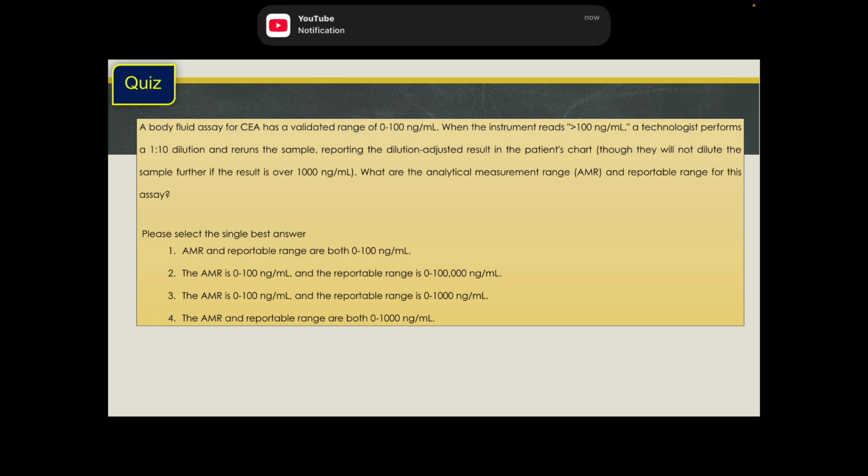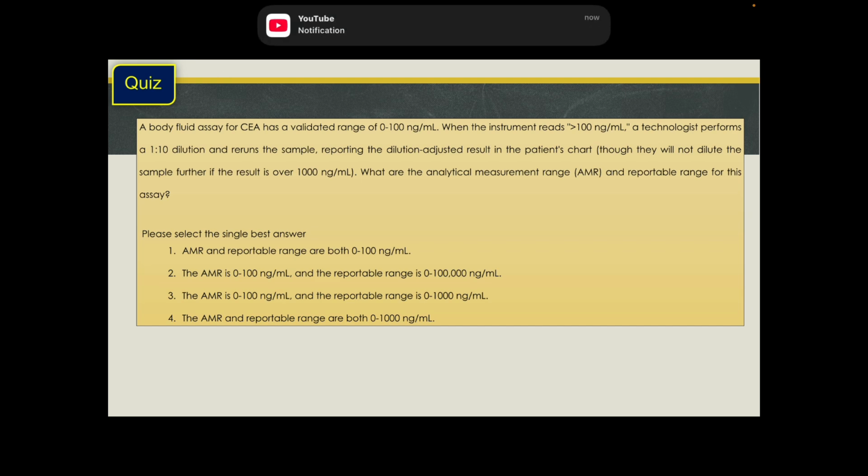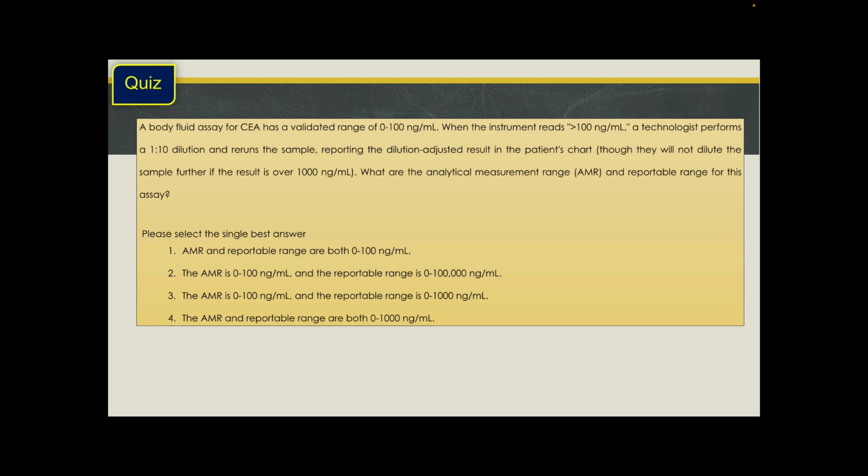1. AMR and reportable range are both 0 to 100 nanograms per milliliter. 2. The AMR is 0 to 100 nanograms per milliliter, and the reportable range is 0 to 100,000 nanograms per milliliter. 3. The AMR is 0 to 100 nanograms per milliliter, and the reportable range is 0 to 1000 nanograms per milliliter. 4. The AMR and reportable range are both 0 to 1000 nanograms per milliliter.